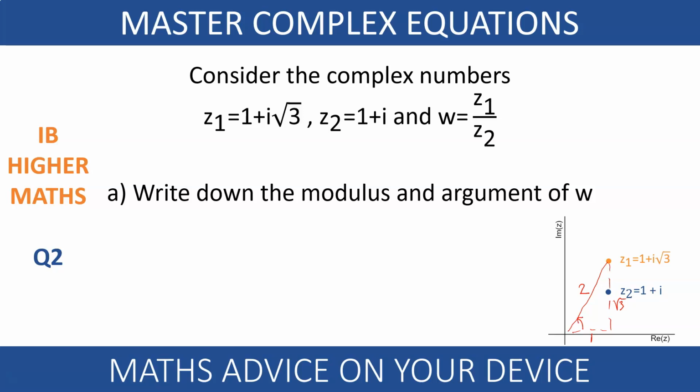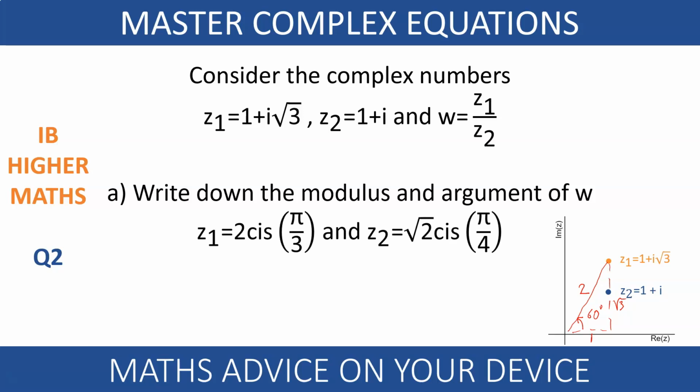Using trigonometry, the angle theta is the inverse tangent of the square root of 3 over 1. In radians, this is pi over 3. We repeat with z2, 1 plus i. We draw the complex number and we calculate the modulus and the argument.